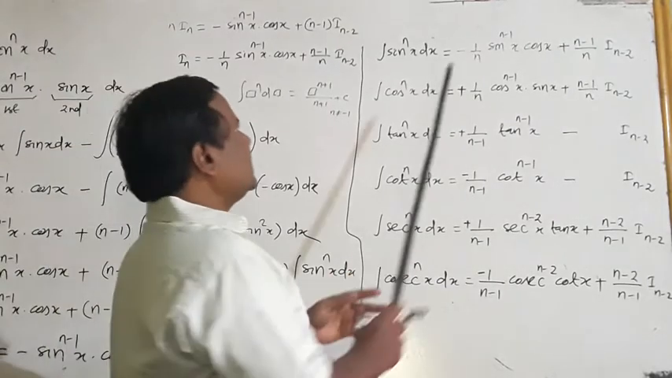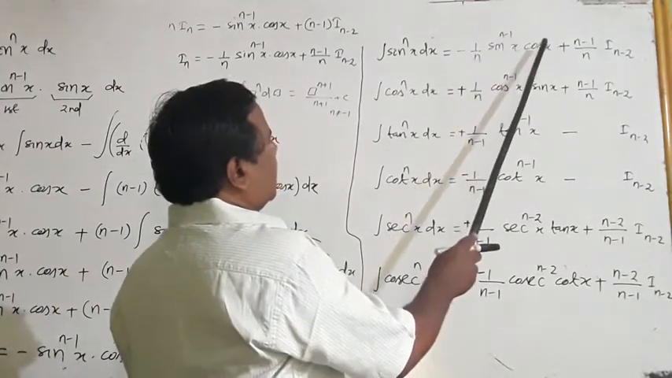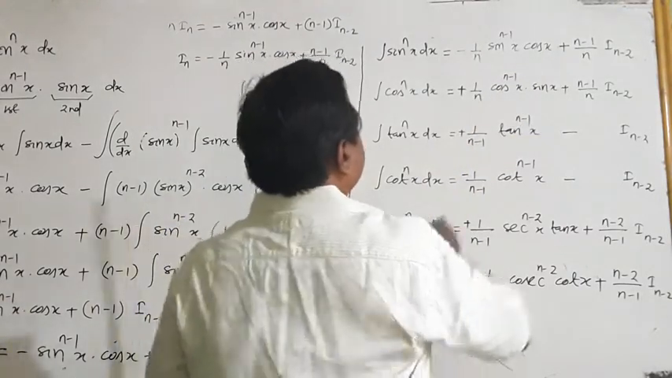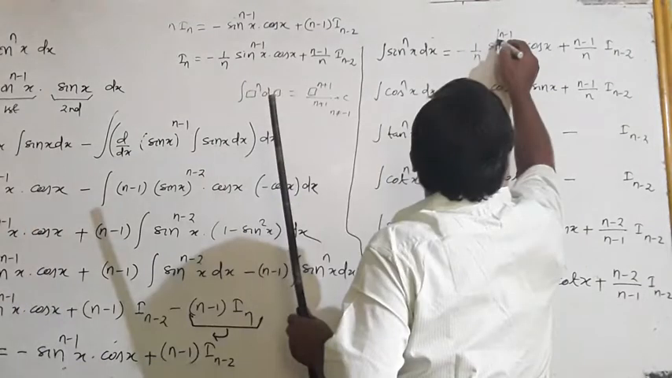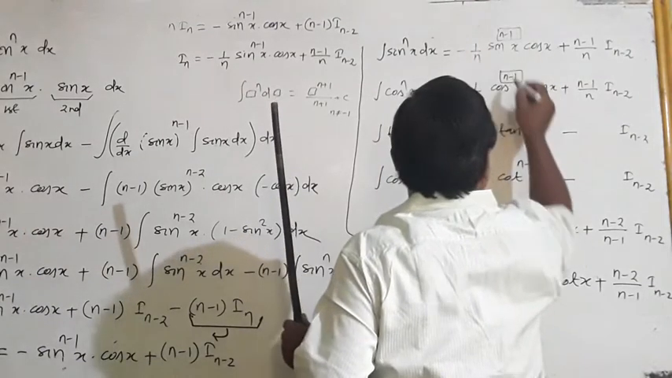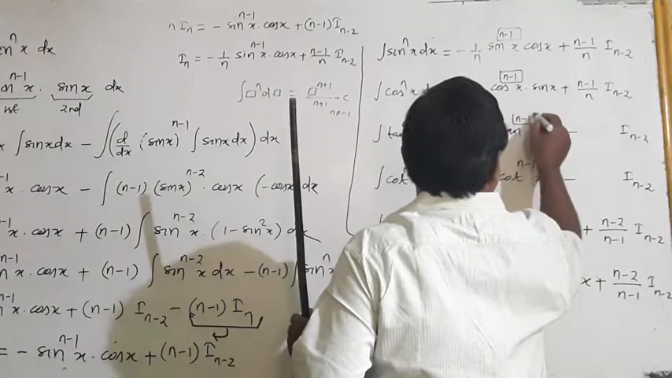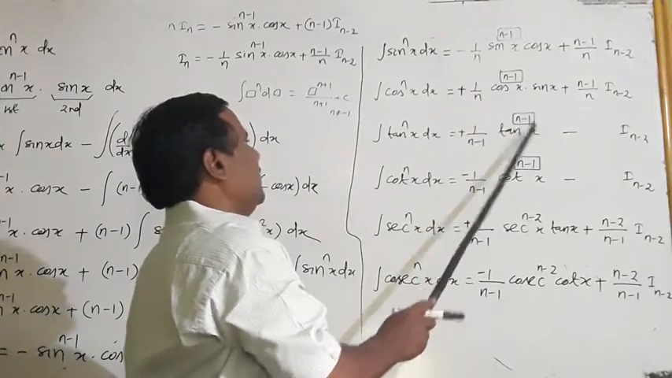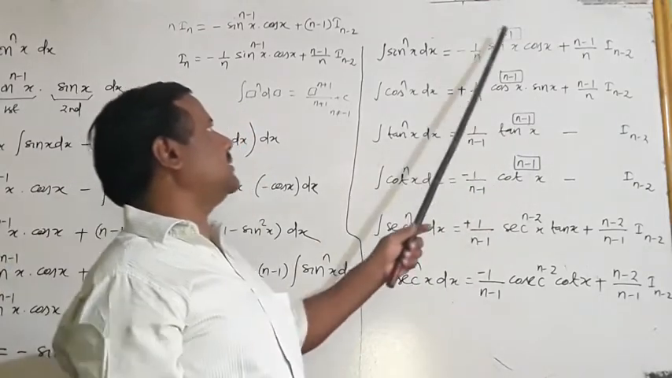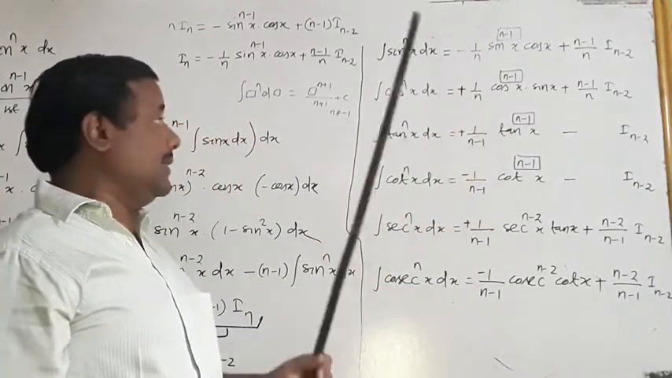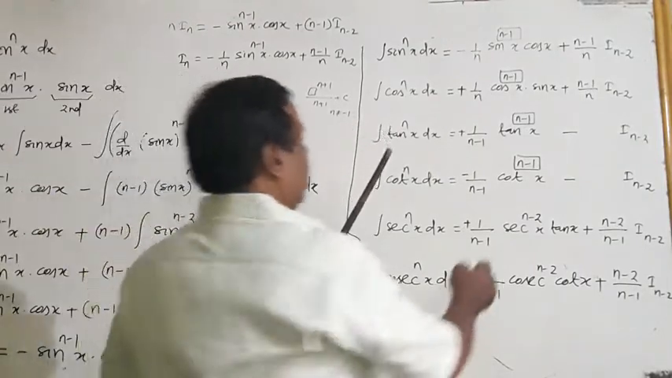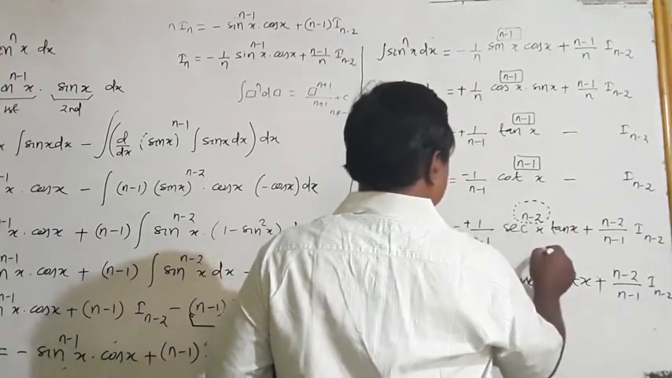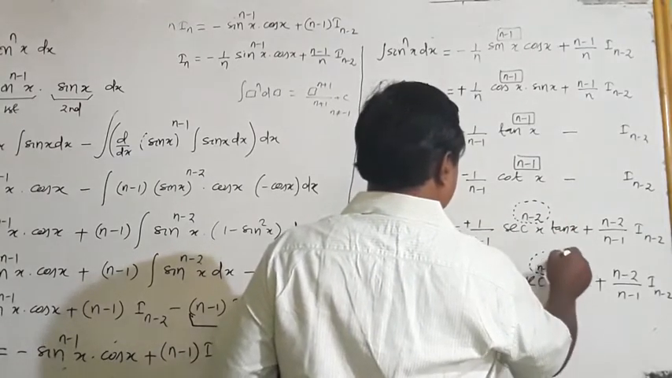Now, the first 4: sin power n minus 1 cos x, cos power n minus 1 sin x. In the first 4 things, I am taking the power as n minus 1. What is that? The first 4 things, 1, 2, 3, 4. The first 4 things have power what? N minus 1. The next 2 things, what is the power? It is power n minus 2. This is n minus 2. This is n minus 2.